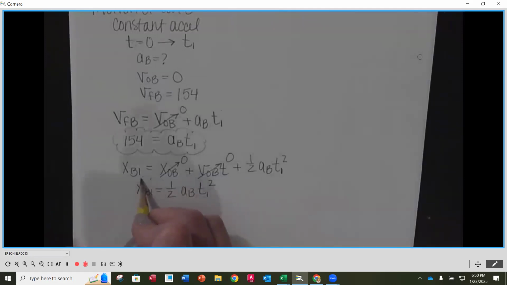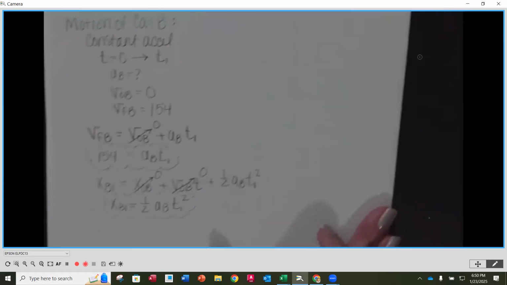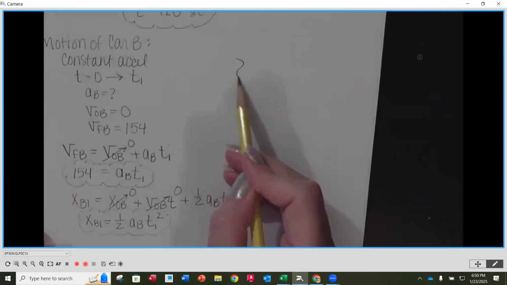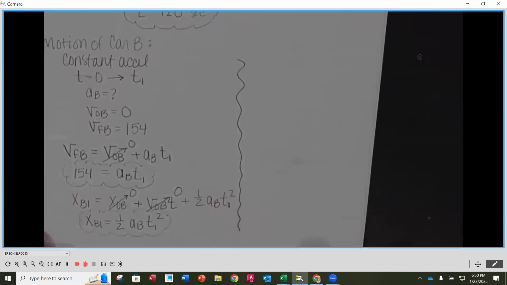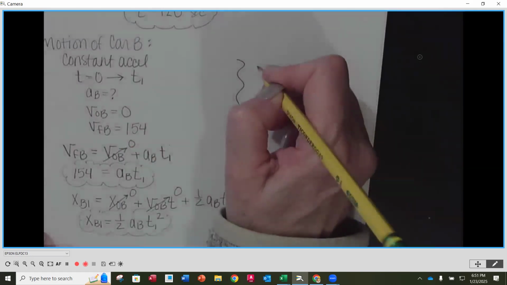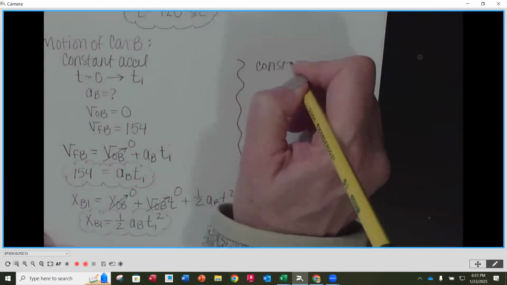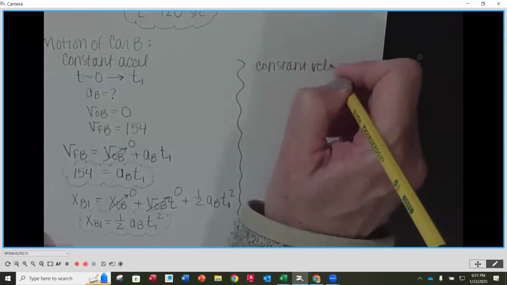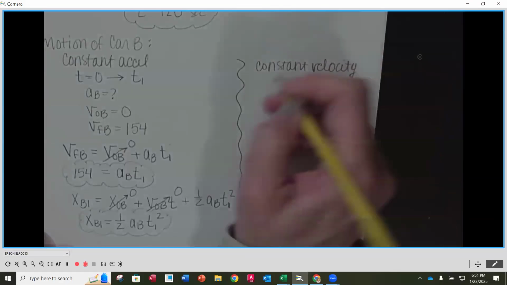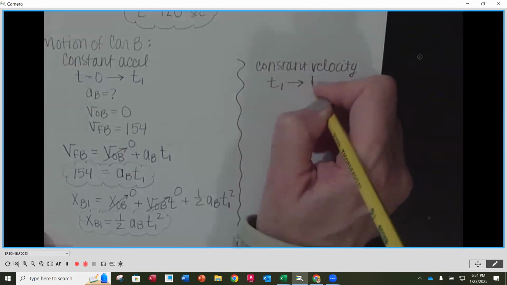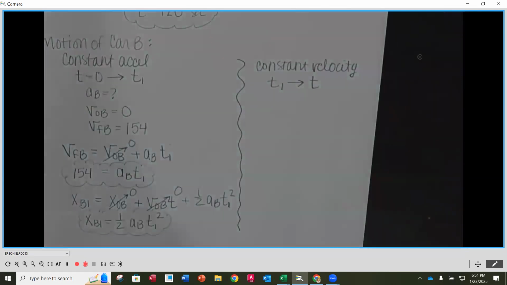So we're just going to let that sit as well. Now, over on the right-hand side, let's look at the second phase that we see for our police car. The second phase is going to be the constant velocity phase. This is going to be from T1 to the overall T, to the end of our 3-mile mark.